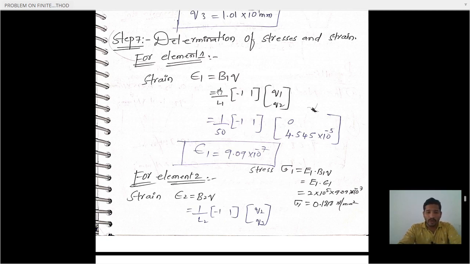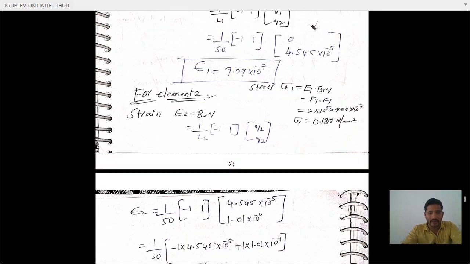So 1 by length of the first element, how much is there? 50, into minus 1, Q1 value, how much is there? It is a fixed end at node 1, so it is 0. Q2 is how much? 4.545 into 10 power of minus 5. Just now we got it. So after that, 1 by 50 as it is, just multiply minus 1 into 0 plus 1 into 4.545 into 10 power of minus 5, then you will get the answer of 9.09 into 10 power of minus 7.